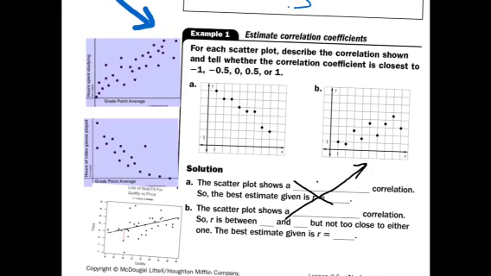On these other ones that I'm looking at, the first one looks pretty tight. My line's going right through there, but it's negative. So my correlation coefficient is probably going to be like -1. On the B, when I put my line through there, it's positive, but it's not super tight. So it's probably somewhere between 0 and 1, like a 0.5 correlation.